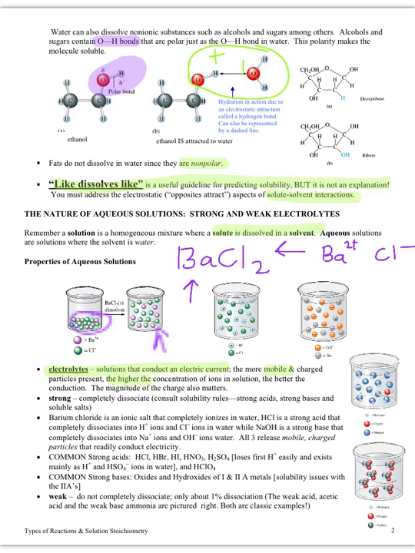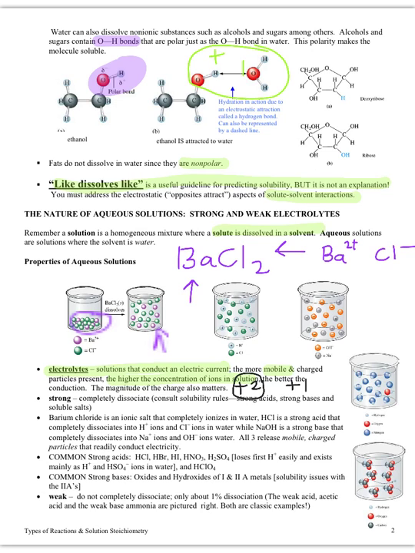So I need mobile and charged particles. I need high concentrations of ions in solutions if I want to conduct a really good current. So that's simply more ions versus fewer ions. And last is magnitude. So we want ions that have greater charges, say a +2 versus a +1. An ion with a +2 charge will conduct a higher current than that with a +1 charge.